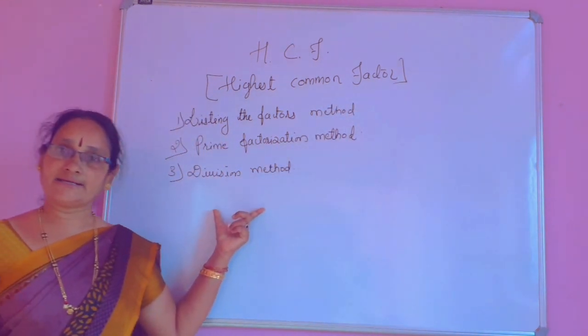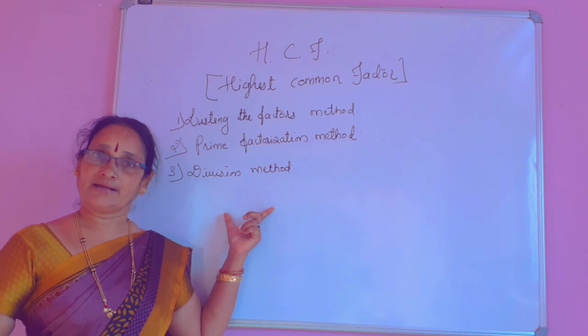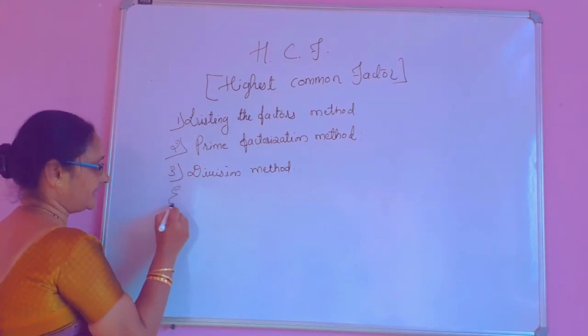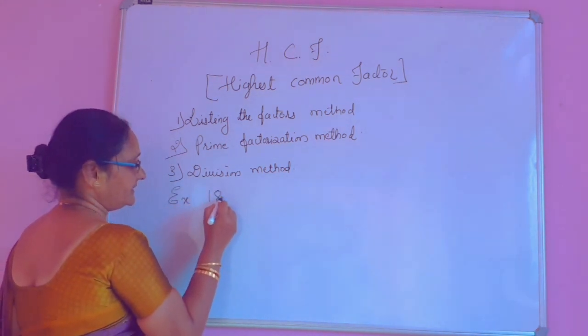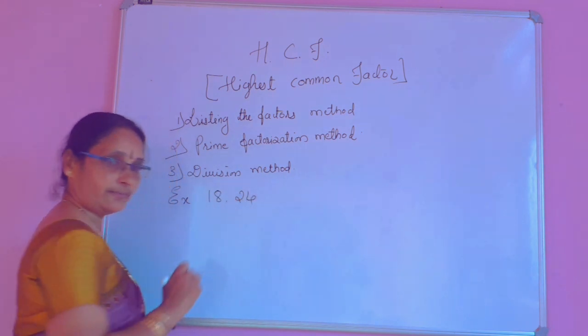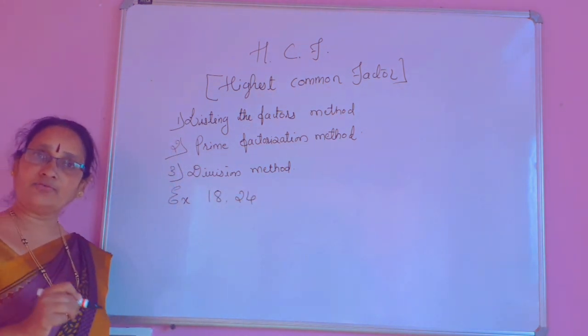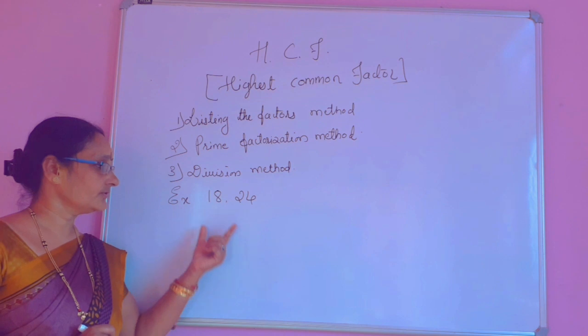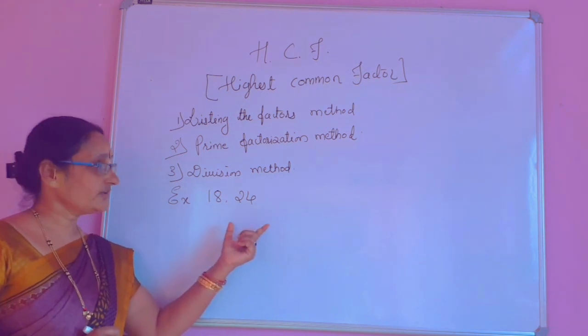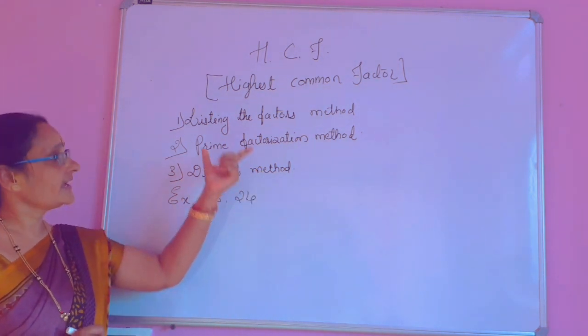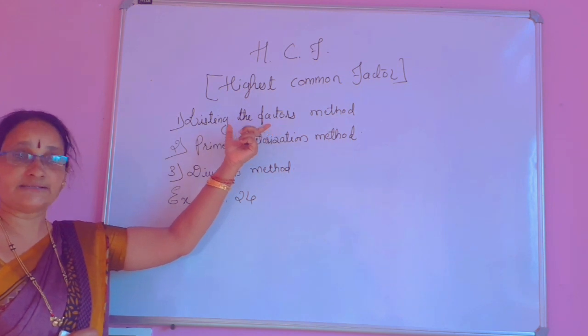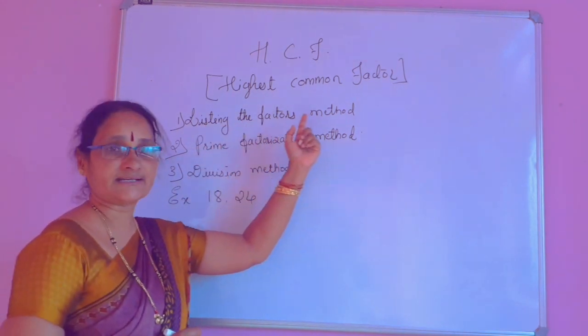Now, let me take an example. 18 and 24 are two numbers. Now, I have to find out the HCF of these two numbers. Now, which method I have to choose? I will choose the first method, that is listing the factors method.